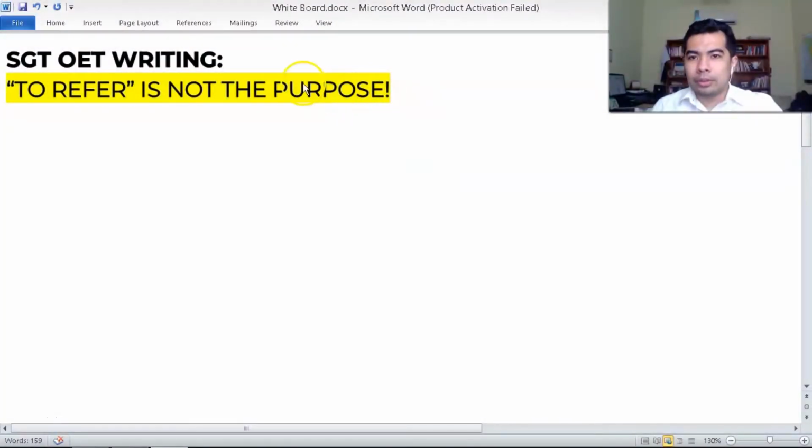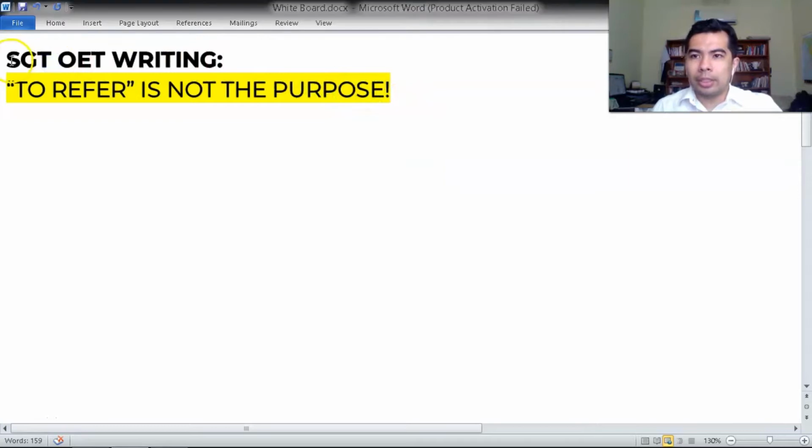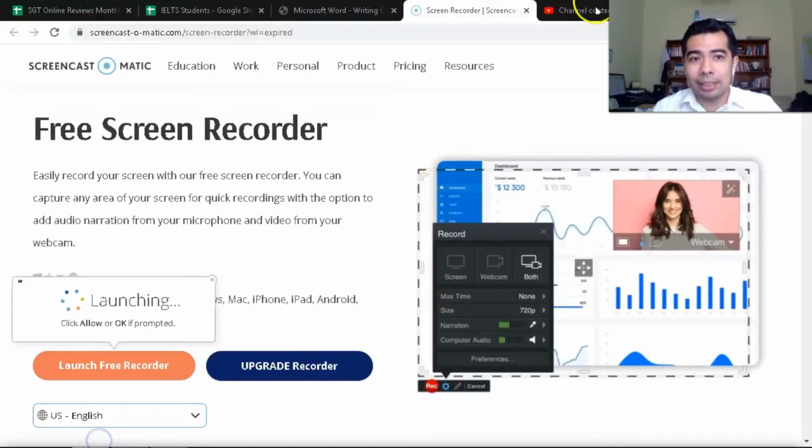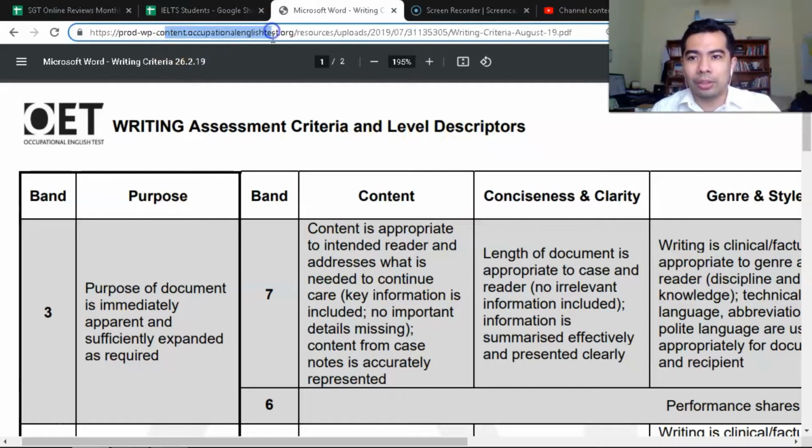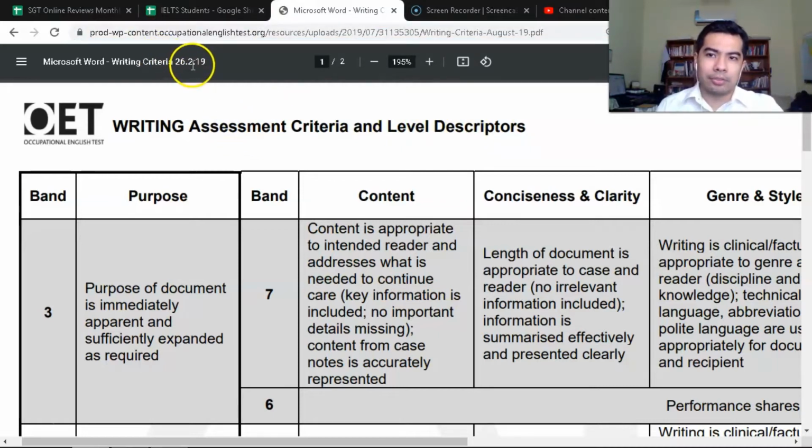Hi everyone, so this is going to be the SGT OET writing on why "to refer" is not the purpose of your OET letter. I want to explain in depth why that is, and I'm not just going to base it on what I know, I'm going to base it on what is being said in the OET Assessment Criteria and Level Descriptors from the occupationalenglishtest.org, dated 26 Feb 2019.